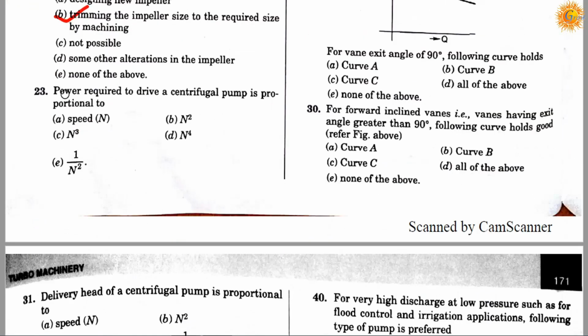Question number 23. Power required to drive a centrifugal pump is proportional to option A is speed N, option B is N square, option C is N cube, option D is N power 4, option E is 1 upon N square. Correct answer is C, it will be N cube.